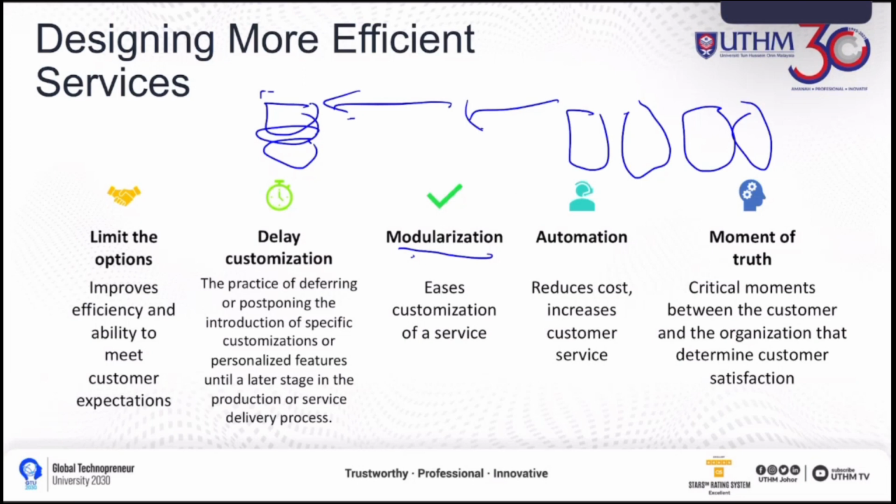Taking order. You need to make sure your staff have efficient order taking. Serving the meal. You need to make sure the staff have timely food delivery. So by focusing on these critical interactions, you can have overall customer satisfaction. So that's how we design the service efficiently.